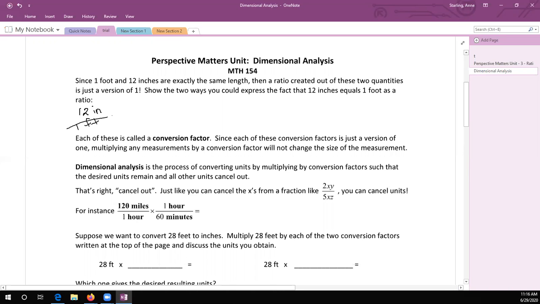So if I were to take that unit that's 12 inches long or 1 foot long, at the end of the day, that's still 1. And then if I reversed it, if instead I said that the piece of wood, for example, is 1 foot, but it's also 12 inches, that's still 1 piece of wood. So what we're talking about here is a ratio created out of 2 quantities. That's just a special version of 1.